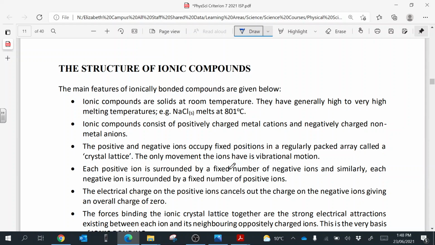Ionic compounds are solids at room temperature. They have generally high to very high melting temperatures. For example, sodium chloride melts at 801 degrees Celsius. Ionic compounds consist of positively charged metal cations and negatively charged non-metal anions.